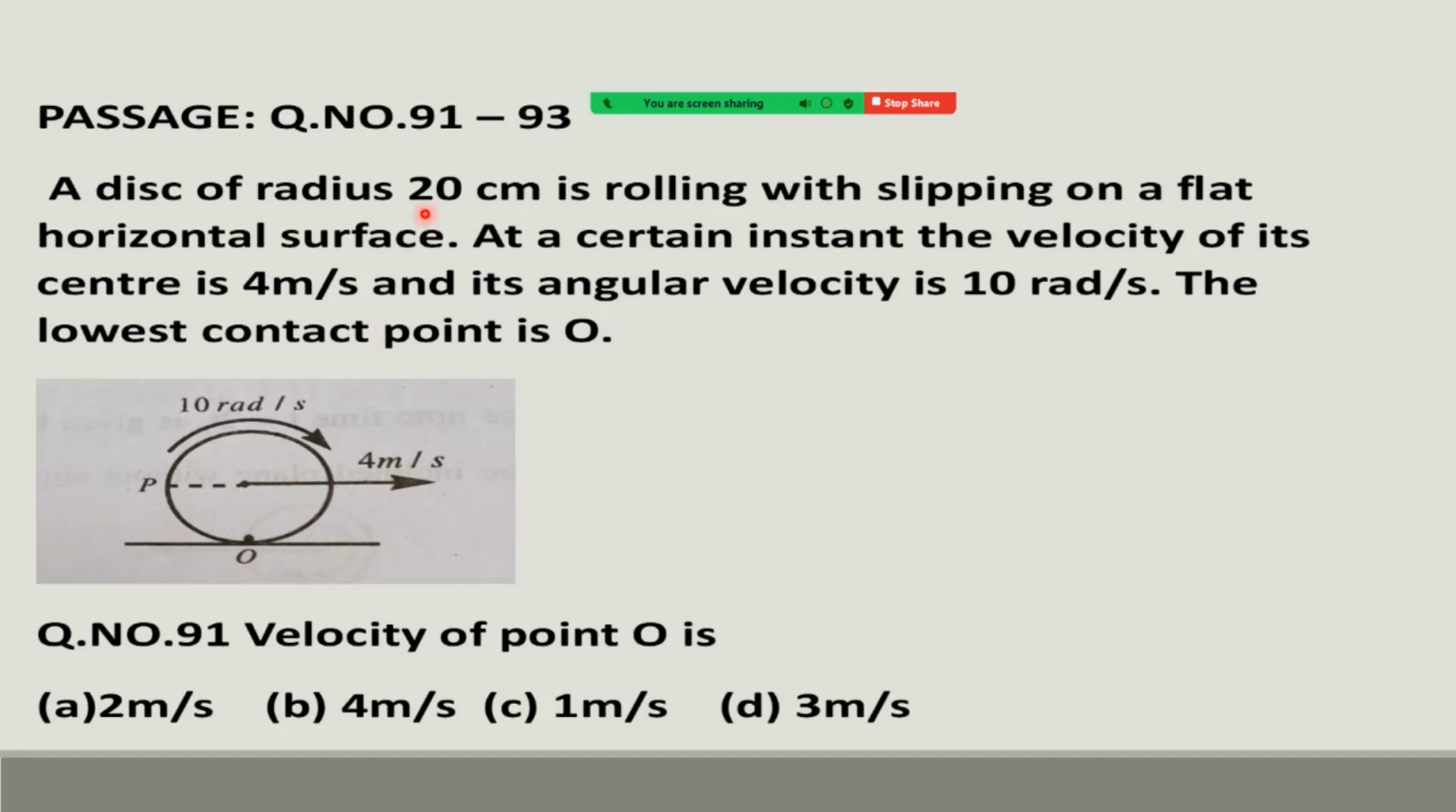R value is 20 centimeter. Converting into meters, it is 0.2. So 0.2 into 10, that is 2. So 2 meter per second left side because of rotation, and 4 meter per second right side because of translation. So net value 4 minus 2, it is 2. It is 2 meter per second right side. So it is a very simple one.